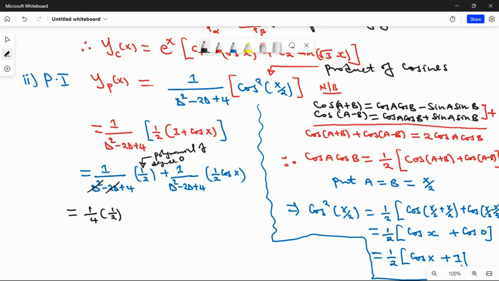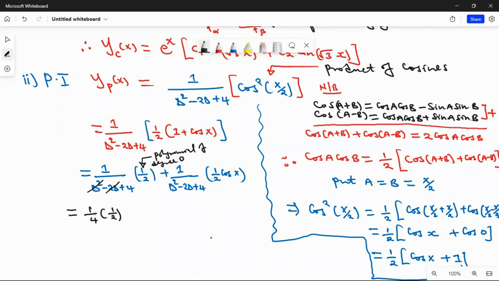Somebody might be asking, why are we dropping d squared and the negative 2d? Because in the d squared, the power there is 2, and 2 is greater than the degree of the polynomial. Remember, our polynomial is of degree 0, so 2 is greater than 0. And also, why did we drop negative 2d? The power of d there is 1, and 1 is greater than 0. So we drop those two terms, and we remain with the 4 in the denominator. So we have 1 over 4 times 1 over 2.